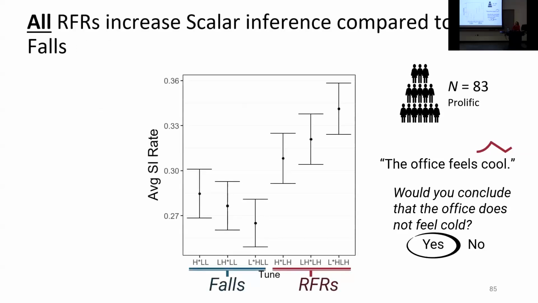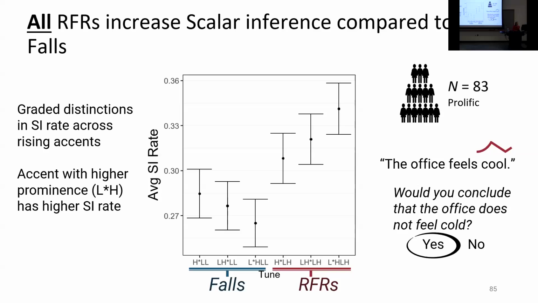And these are the results that show on the y-axis the average rate of scalar inference. That means the average number of times that the respondents said yes when the tune they heard was a falling contour compared to when it was any one of these 3 rising rise, fall, rise contours. So the rise, fall, rises are generally higher on this scale than the falls, which means that they encourage scalar inference far above the rate that you would otherwise get. So the participants were more likely to infer that the office was not cold when cool was produced with rise, fall, rise. So the office feels cool, it means it wasn't cold, versus the office feels cool, the speaker meant that it wasn't cold. Okay, so that was a very robust difference.